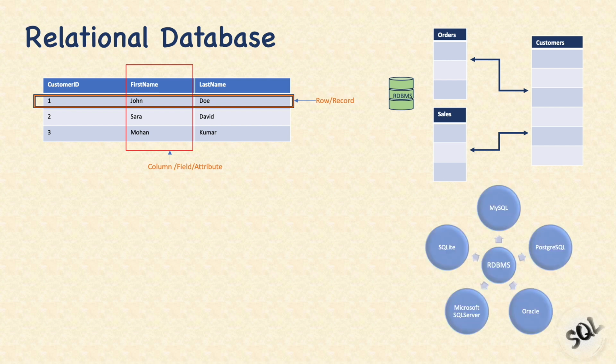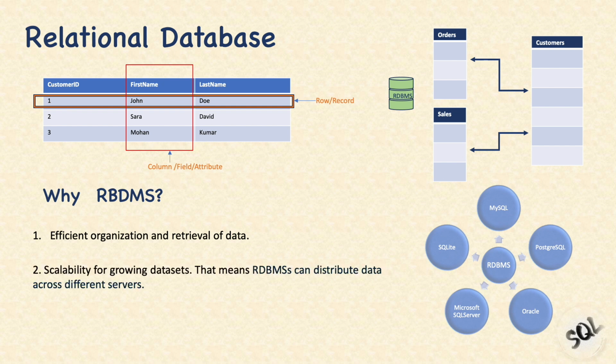SQL is used to manage and manipulate data in a relational database. The most popular relational database systems are MySQL, PostgreSQL, Oracle, Microsoft SQL Server, and SQLite. Have you ever wondered why relational databases are most popular? One of the main factors is they provide efficient storage and retrieval of data. They also provide scalability for growing datasets. That means an RDBMS can distribute data across different servers. Also, RDBMS support complex queries and data analysis.